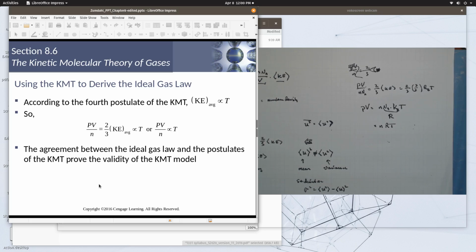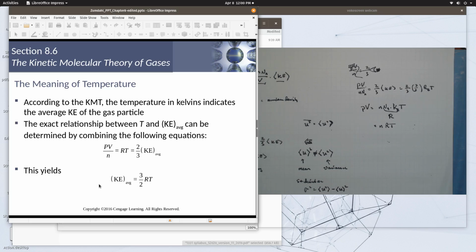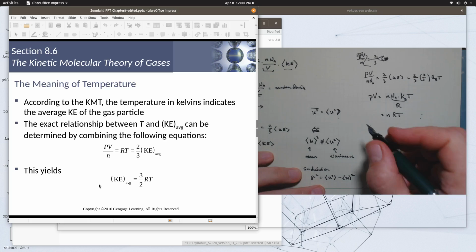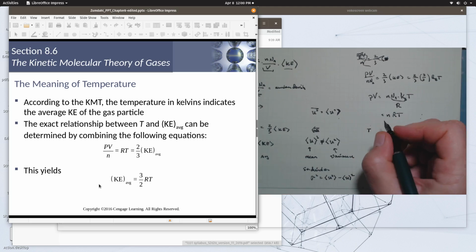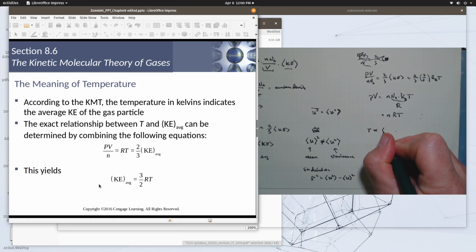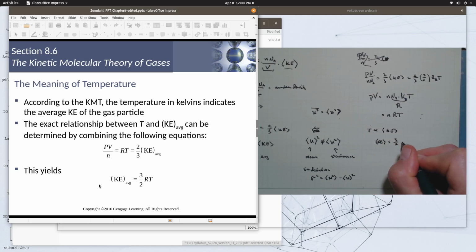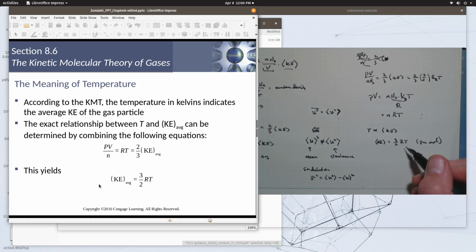We can also derive it from quantum mechanics and all kinds of other ways, but this is the classical way of deriving it. It also gives you a meaning of what temperature is. The temperature of a gas, T, is proportional to the average kinetic energy, because the average kinetic energy is equal to 3/2 RT for 1 mole. This is a molar kinetic energy, the average kinetic energy per mole instead of per molecule.